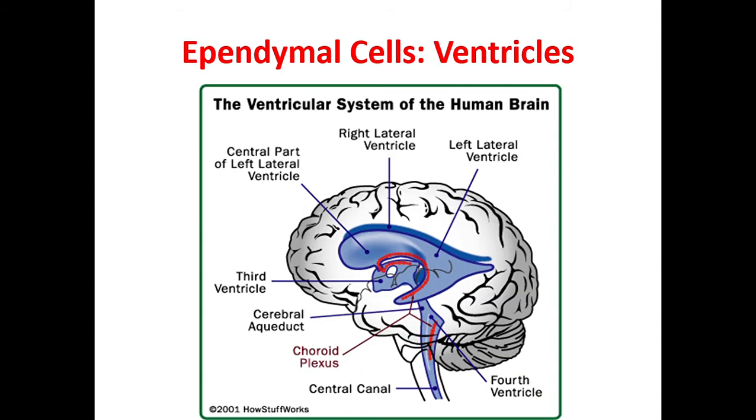We have here an illustration of the spaces within the brain we call the ventricles. From the central canal going to the brain are spaces which are lined with ependymal cells. The ventricles of the brain include the right and left lateral ventricles, the third ventricle, the fourth ventricle, and the cerebral aqueduct. All of these are associated with the ependymal cells.